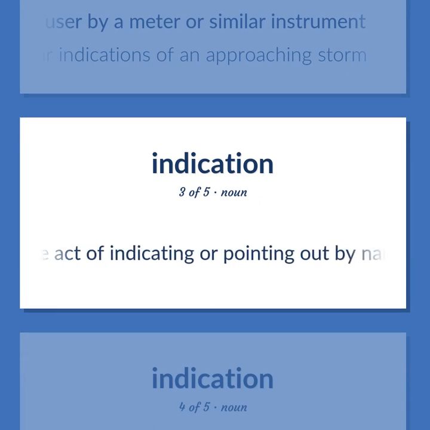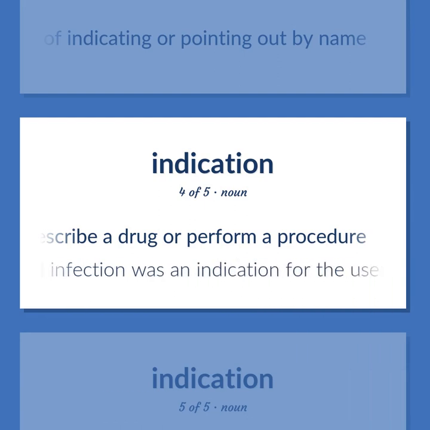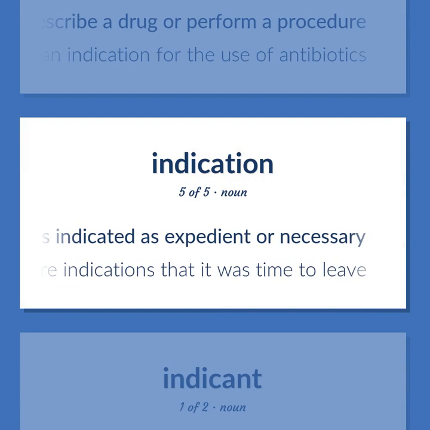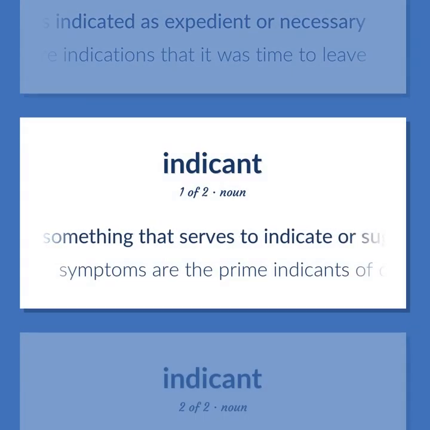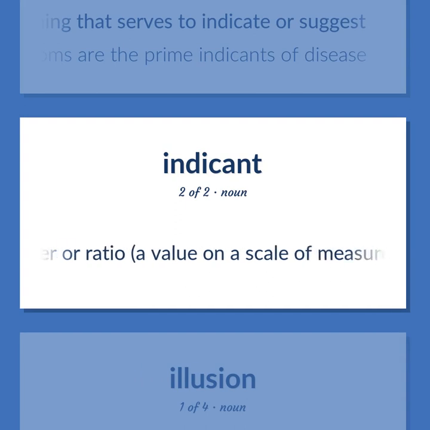The act of indicating or pointing out by name. Medicine. A reason to prescribe a drug or perform a procedure. The presence of bacterial infection was an indication for the use of antibiotics. Something, as a course of action, that is indicated as expedient or necessary. There were indications that it was time to leave. Something that serves to indicate or suggest. Symptoms are the prime indicants of disease. A number or ratio, a value on a scale of measurement, derived from a series of observed facts, can reveal relative changes as a function of time.